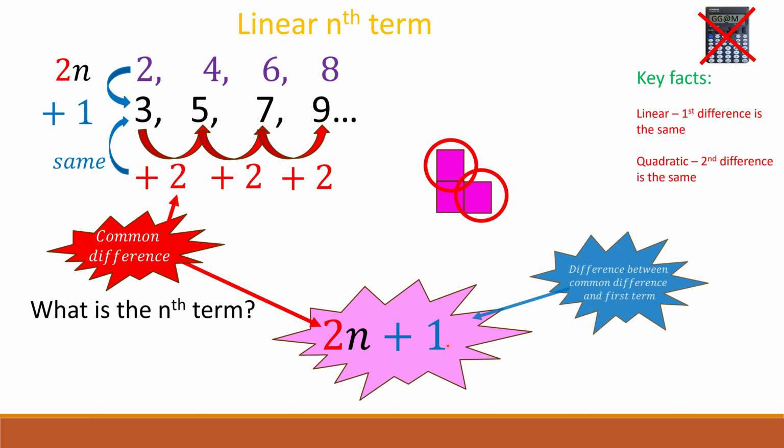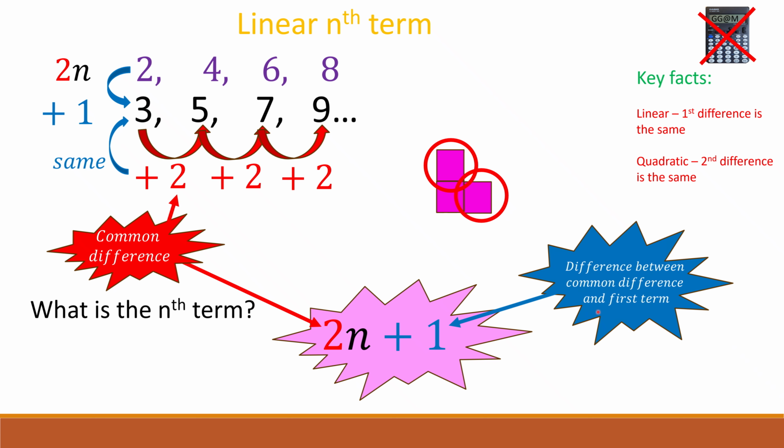Now this plus 1 on the end is the difference between the common difference and the first term. So between 2 and 3 is plus 1. And diagrammatically, what that represents is this square here. So this is the extra plus 1. On all the L shapes, there was always a corner piece, and that's what this plus 1 is representing.